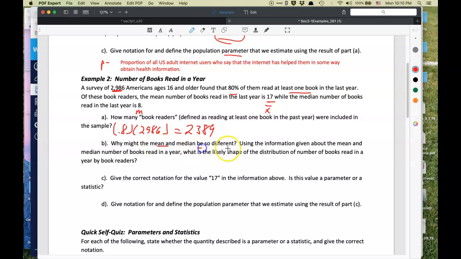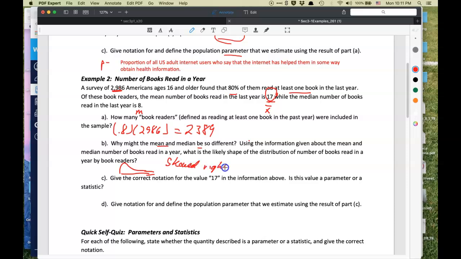Why might the mean and median be so different? Well, I hope you can picture the distribution. Looks like we probably get a lot of people who read 0. Well, 20% read 0. And then there's the number who've read just a couple books. And then you probably have a skewed distribution there, don't you? So a few people reading a lot of books are going to pull the mean number up to 17 while the median is at 8. So using the information given, what's the likely shape of the distribution? So we think it would be skewed right.